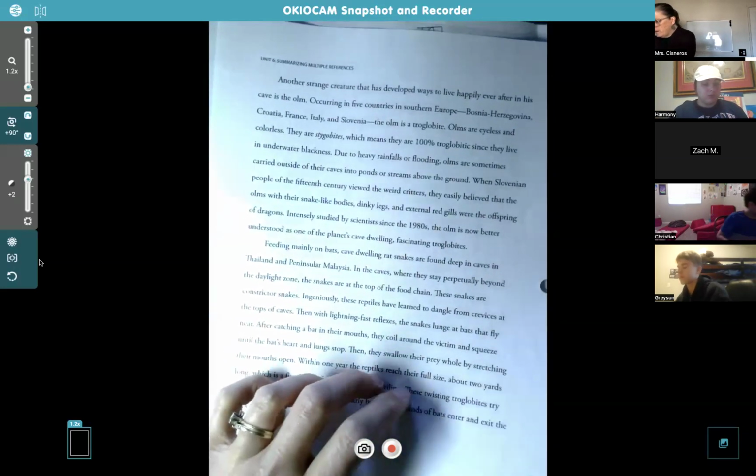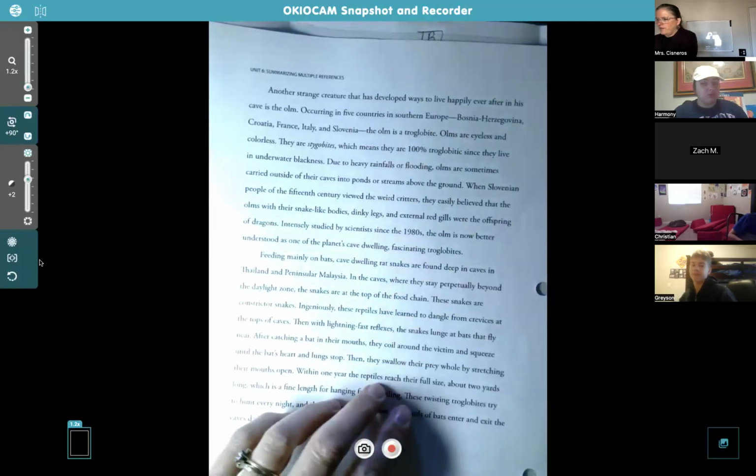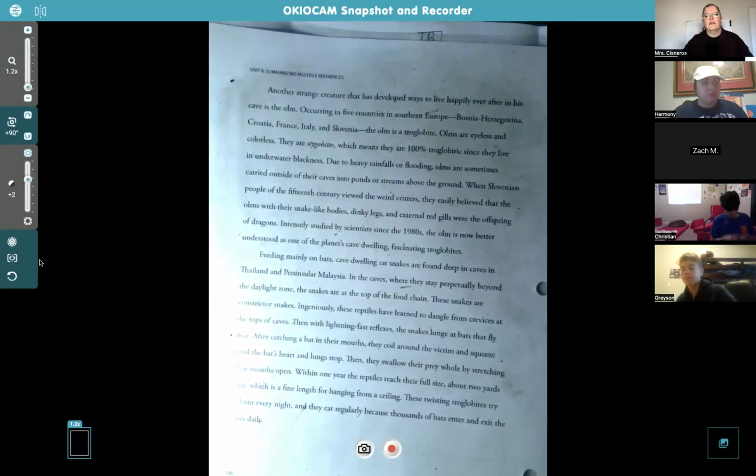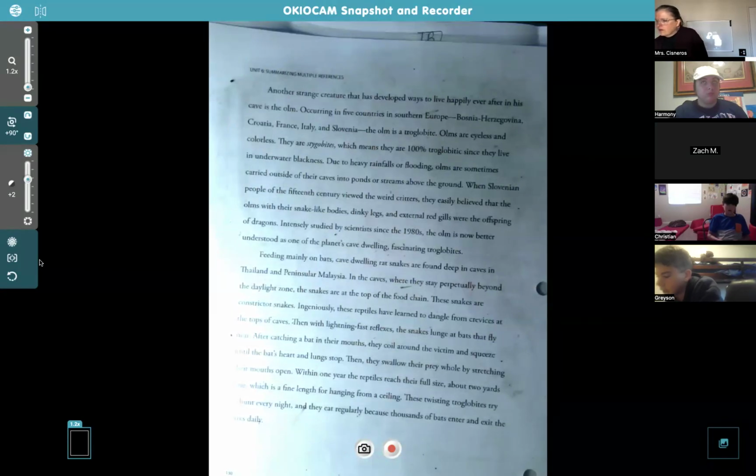How about Grayson? Let's turn it over to the back and I'll have you do this one. Read the first sentence only and then try to pick out some keywords within the paragraph. Another strange creature that has developed ways to live happily ever after in his cave is the Olm. Yeah, okay. If you see some keywords, just say them. Live in underwater blackness. Yeah.